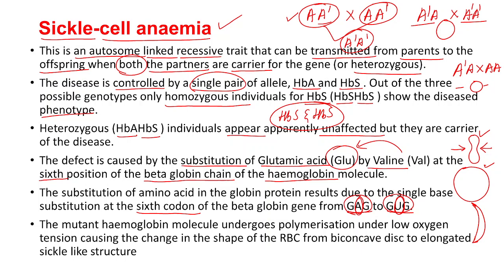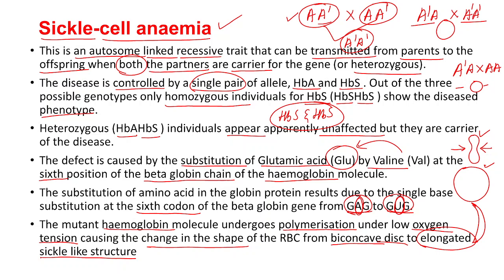Is that clear? And next, the mutant hemoglobin molecule undergoes polymerization under low oxygen tension, and due to polymerization of the hemoglobin under low oxygen tension, what will it cause? Change in the shape of the RBC from normal biconcave disc shape to an elongated, sickle-like structure. So this particular disease is termed as sickle cell anemia.